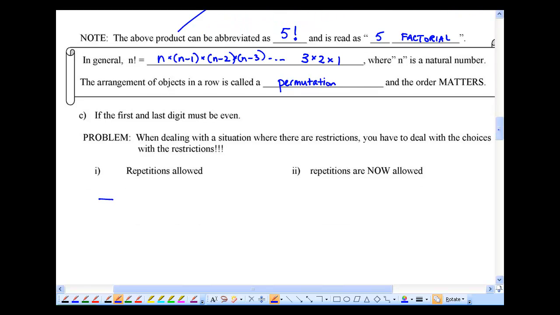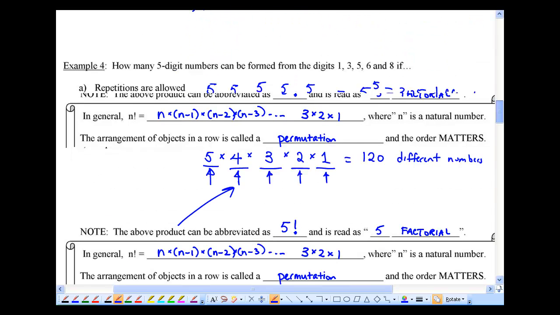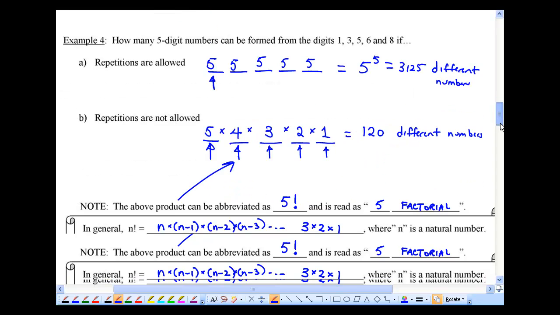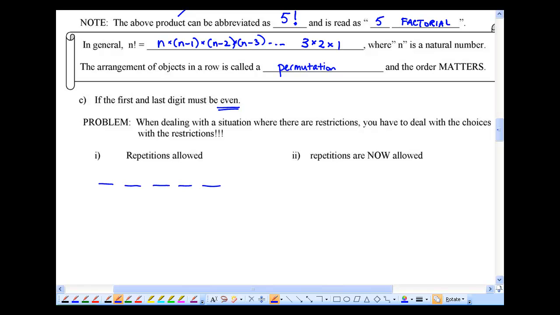So repetitions are allowed. So 1, 2, 3, 4, 5. I guess I should think about how many numbers are even. Let's go back up there. 1, 3, 5, 6, 8. 6 and 8 are even. Okay, so I know there are two even numbers, the 6 and the 8. So this has to be even. This has to be even. So how many even numbers are there for me to choose from? 2. So I guess there's 2 possibilities here. Now, because I already chose one of them, there's only one more even number remaining that has to go in the last spot. So there's only one choice there.